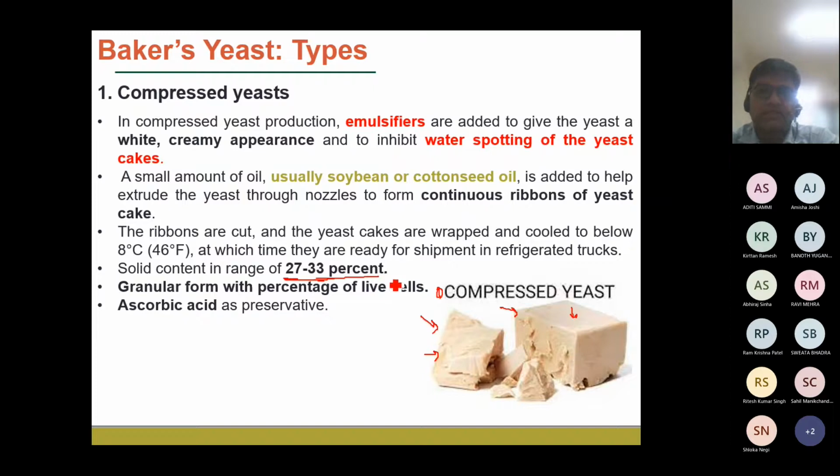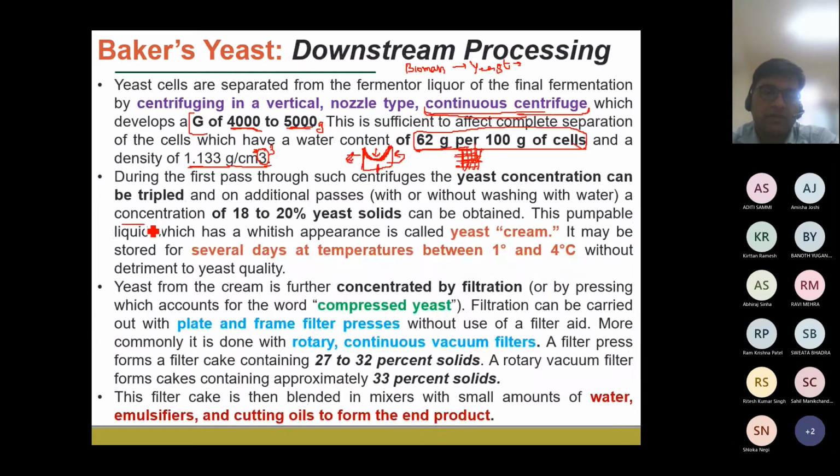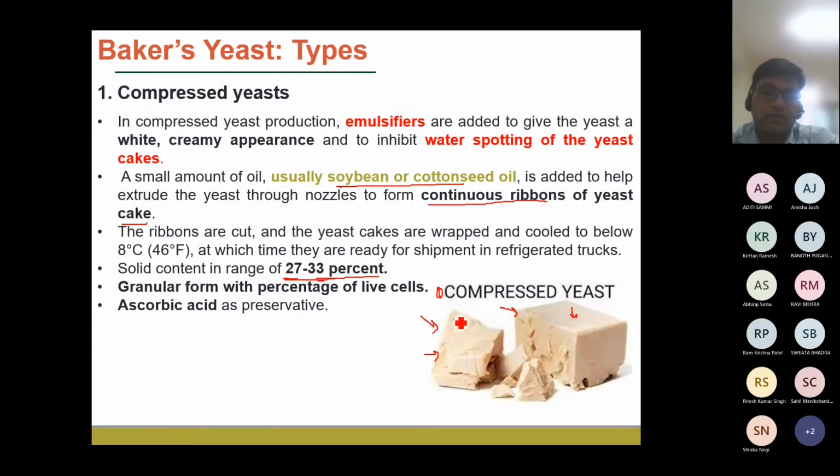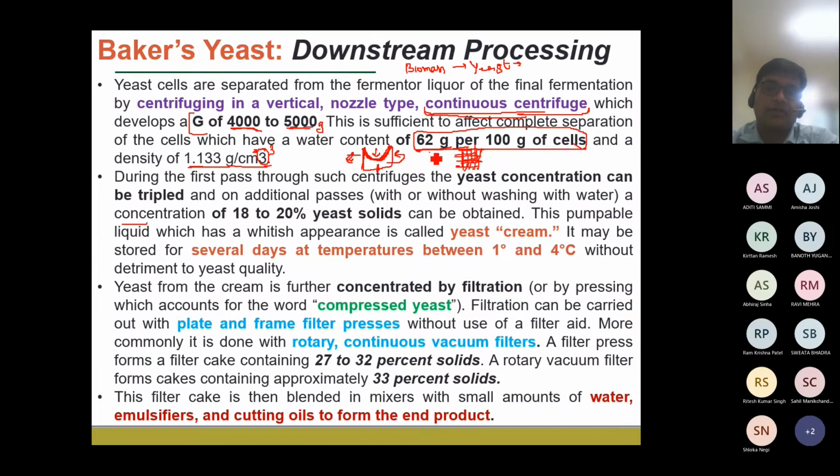Okay, so it is also added with different oils, like soybean oil or cottonseed oil, so that it forms continuous ribbons of the yeast cake. So depending upon the characteristics of the products that you are going to make, we have to make sure that we have the adequate concentration of water in that particular yeast.